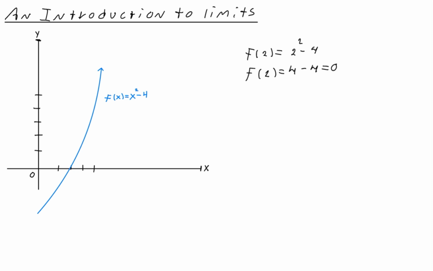But what if we don't plug x equals 2 in directly? What if instead we check values that are increasingly close to 2 but never quite reach 2? That, in essence, is what our limit does for us. It tells us what a function does as x moves towards a certain value.